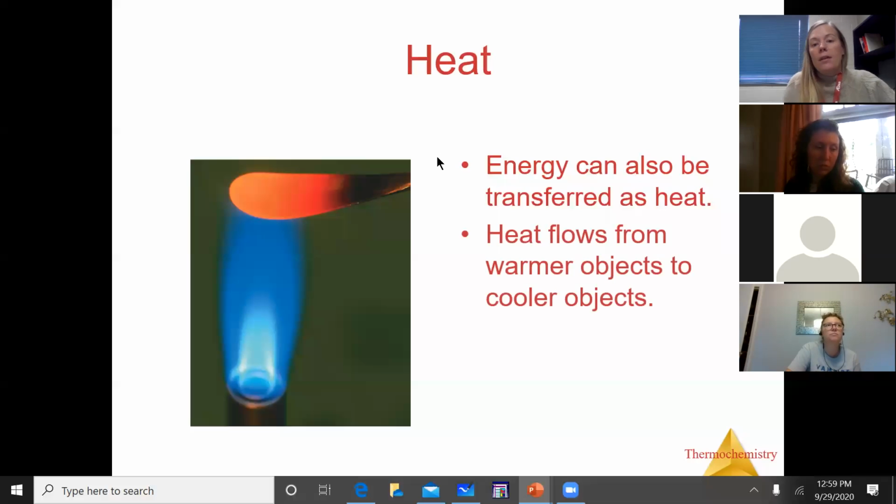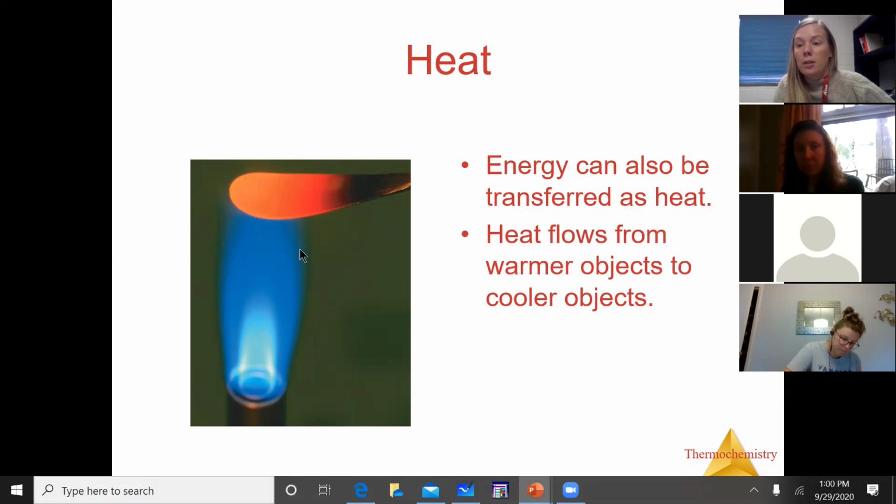Heat, on the other hand, is energy that we transfer from one object to another. The heat will flow from warmer objects to cooler objects. So if you take your hand and you put it around an ice cube, the warmth from your hand will transfer to the ice cube. That would be a transfer of energy through heat. If you were to take the ice cube and throw it against a wall, that would be kinetic energy.